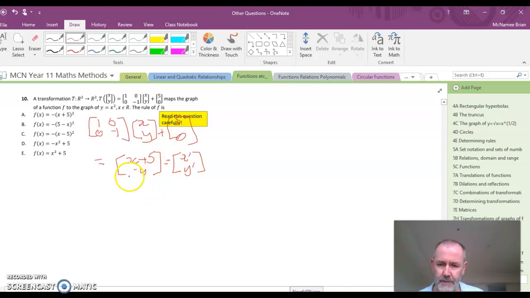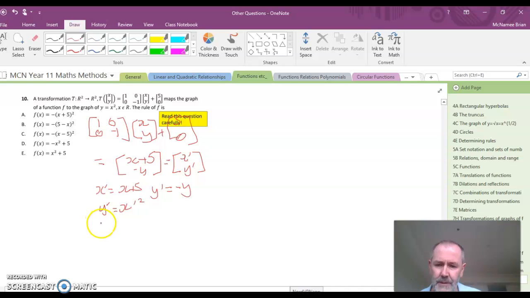Alright, so this question is saying that our transformed function is y equals x squared. Actually, before I say that, we should just write these out as equations. x dashed equals x plus 5, y dashed equals minus y. Now, because our transformed equation is y equals x squared, this is where we have x dashed and y dashed. So we can say y dashed equals x dashed squared.